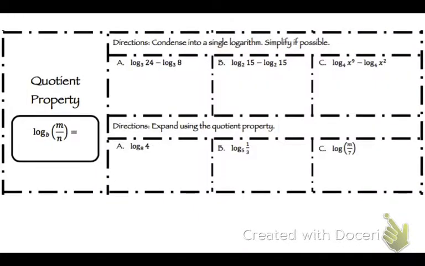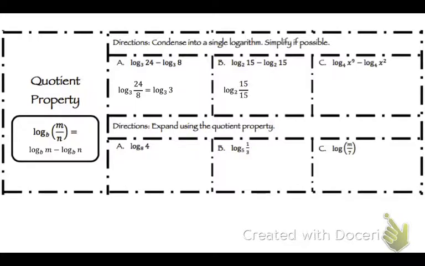So that means that division probably goes with subtraction. Okay, so log base b of m over n is the same thing as log base b of m minus log base b of n. So if we have log base 3 of 24 minus log base 3 of 8, that's just dividing 24 by 8, which is 3.